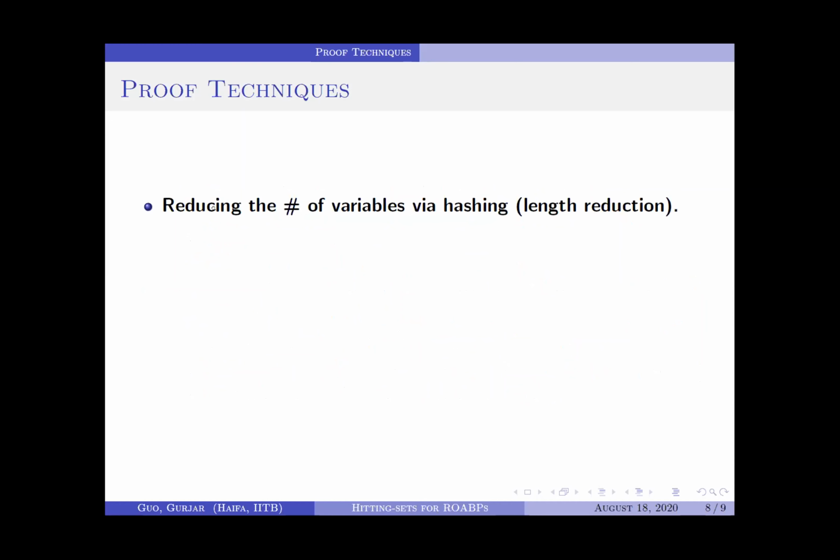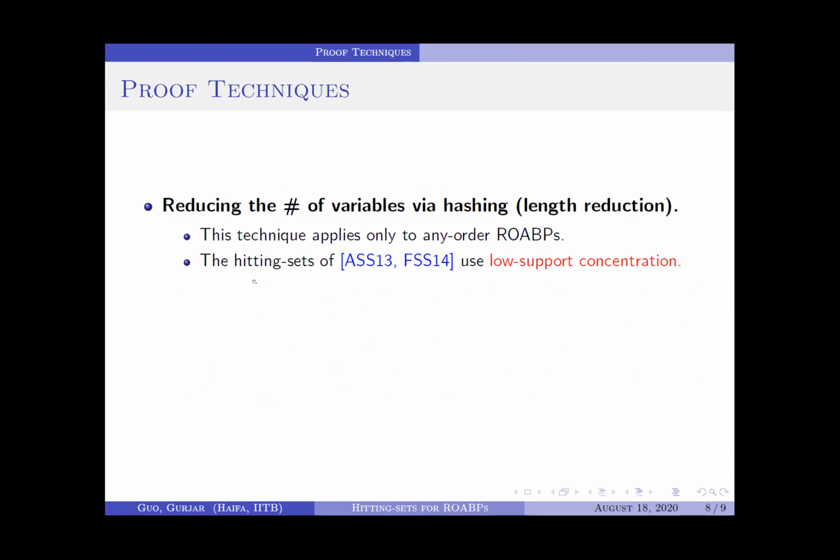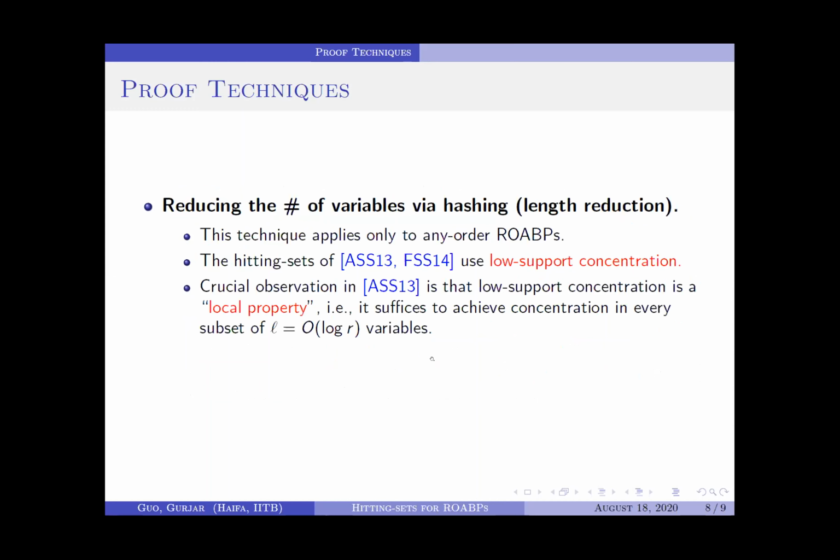And the last idea is reducing the number of variables using hash functions, or you could call it length reduction. This technique applies only to our last results about any order ROABPs. So previous constructions of hitting sets for any order ROABPs use a property called low support concentration. And one crucial observation in this paper, ASS13, is that in order to achieve low support concentration, it suffices to achieve it only in small subsets. So this means the low support concentration is a local property. If you can prove it locally, you can prove it globally.